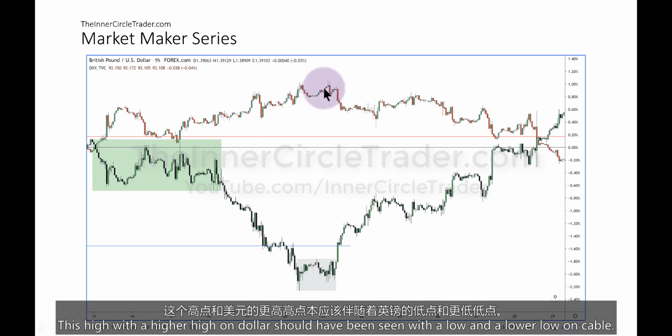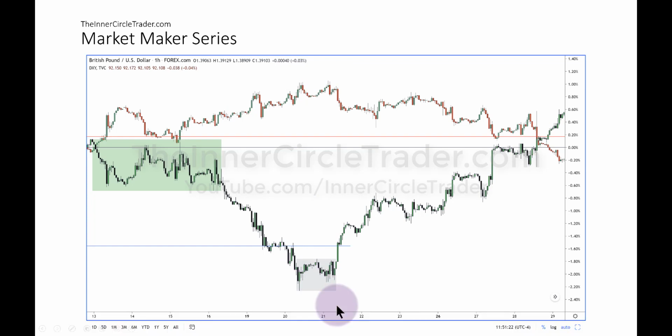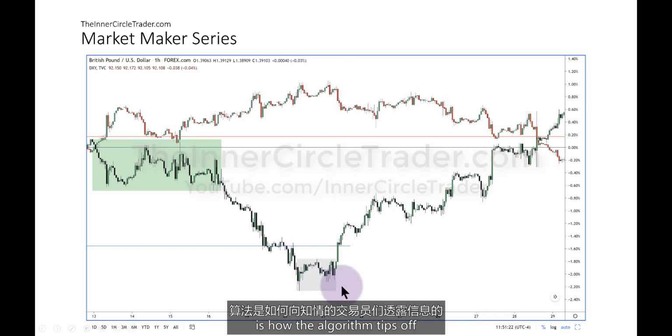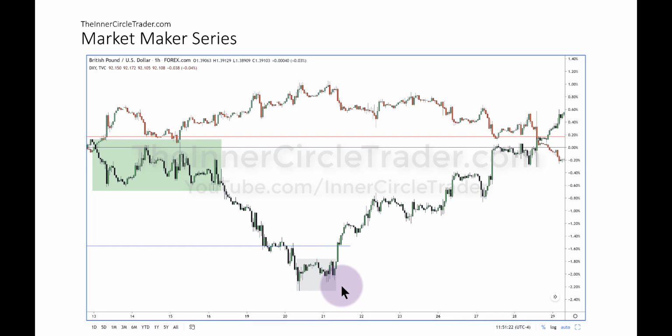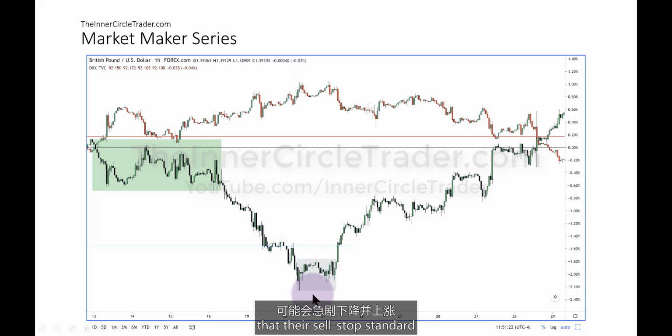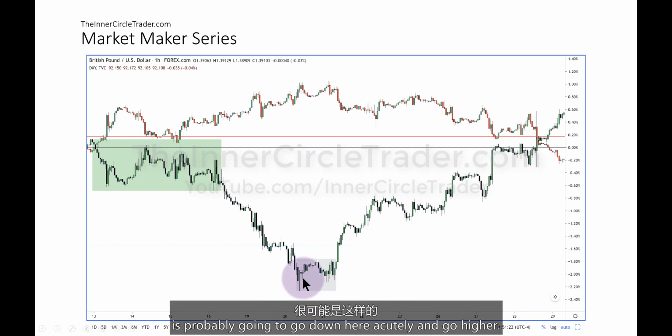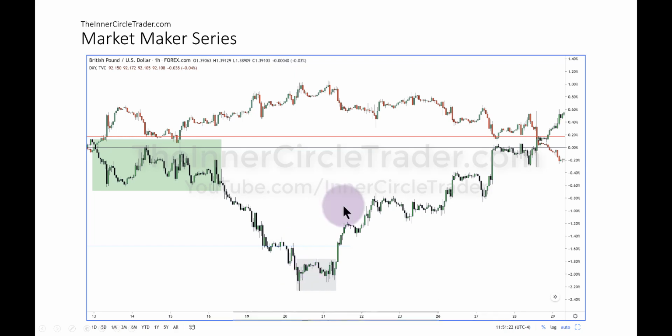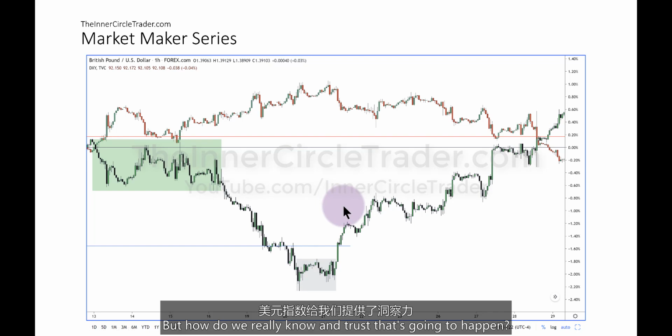This high with a higher high on dollar should have been seen with a low and a lower low on cable. But notice what's happening. This right here is how the algorithm tips off the traders that are in the know. We already know going below those relative equal lows that their sell stop down there is probably going to go down there, accumulate, and go higher. That's likely. But how do we really know and trust that's going to happen?